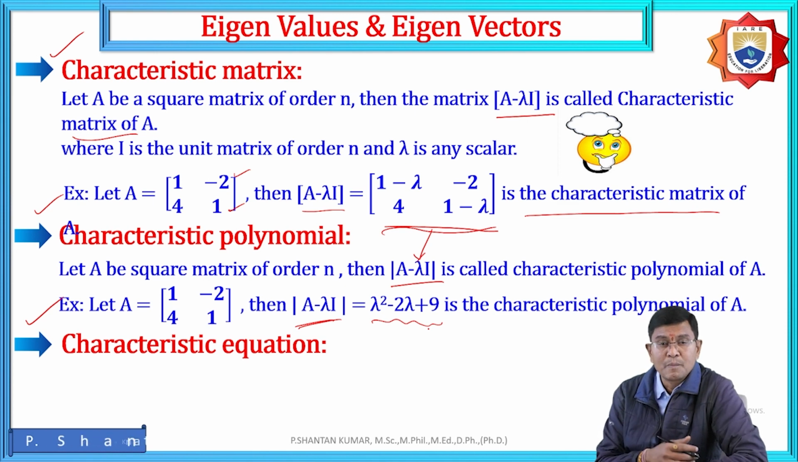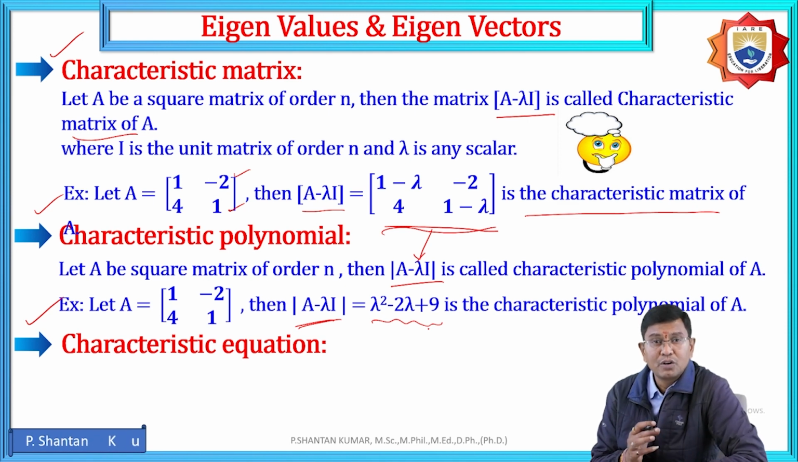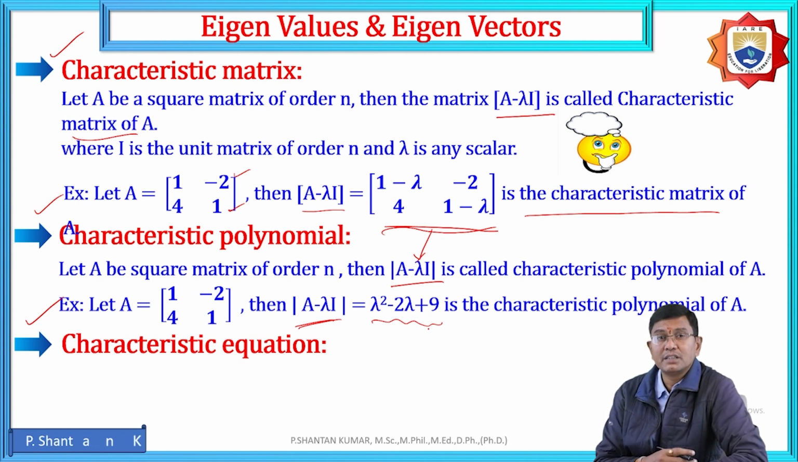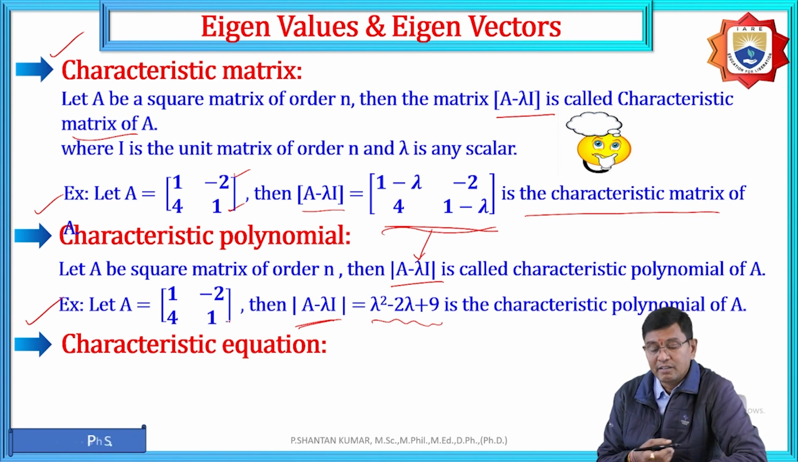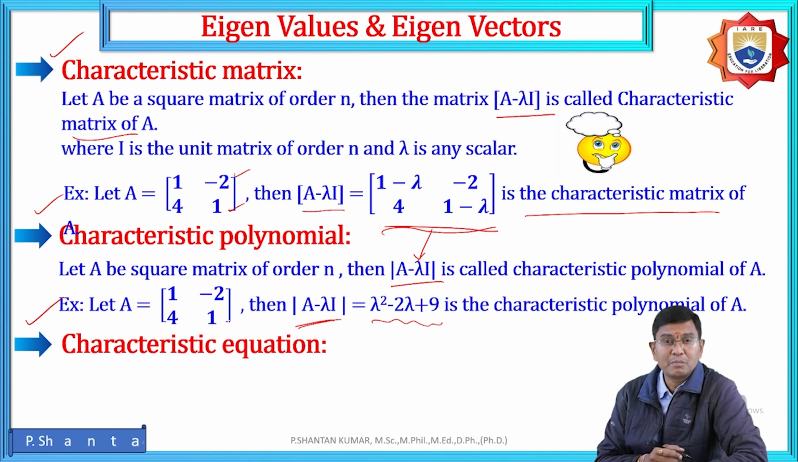Even this is a cross verification with the help of the law. For a 2 by 2 matrix, it is lambda square minus s1 lambda plus s2 is equal to 0, where s1 is the trace of the matrix and s2 is the determinant of the matrix. Here s1 is the sum of the diagonal elements, 1 plus 1. That is the meaning of it: lambda square minus 2 lambda plus 9.